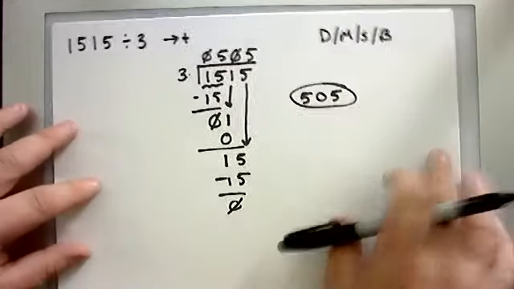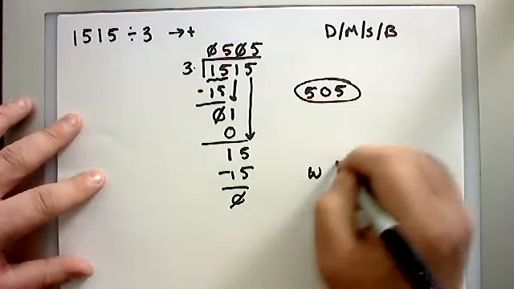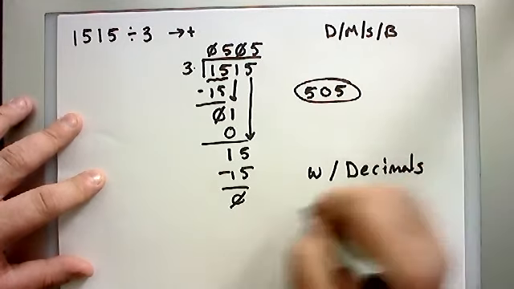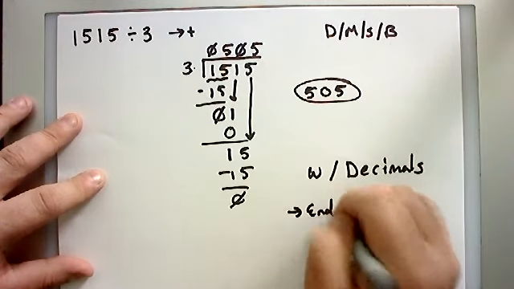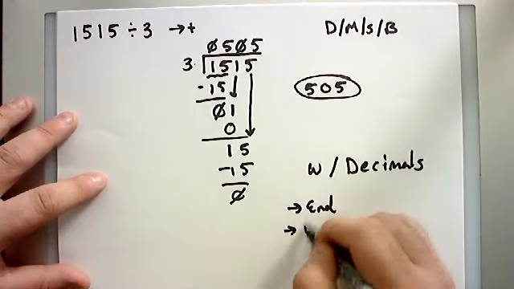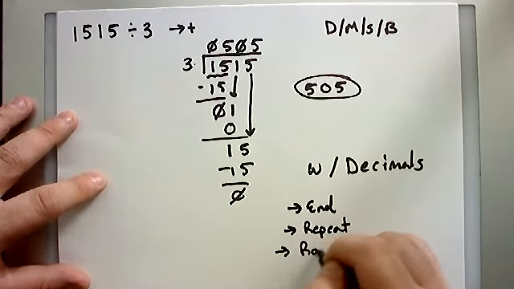That was division with integers, which just should end like this. If you're dividing with decimals, there's 3 outcomes you need to be aware of. It might just end or terminate, right? You do the division and it just stops. Great. It might repeat, or you may need to round.